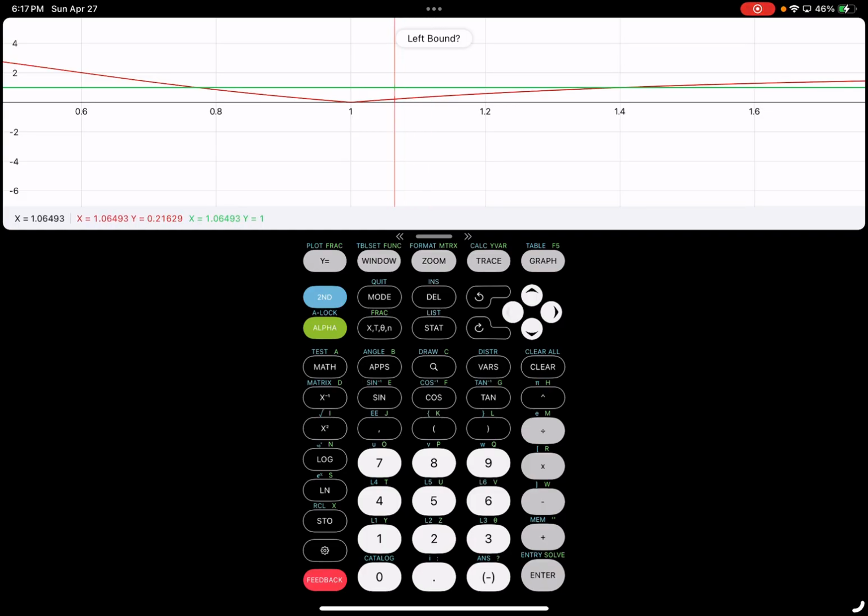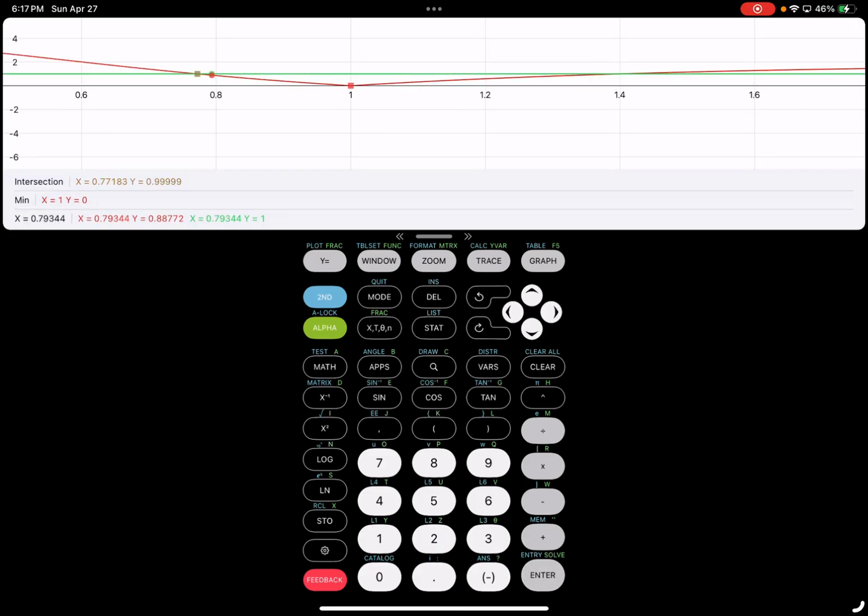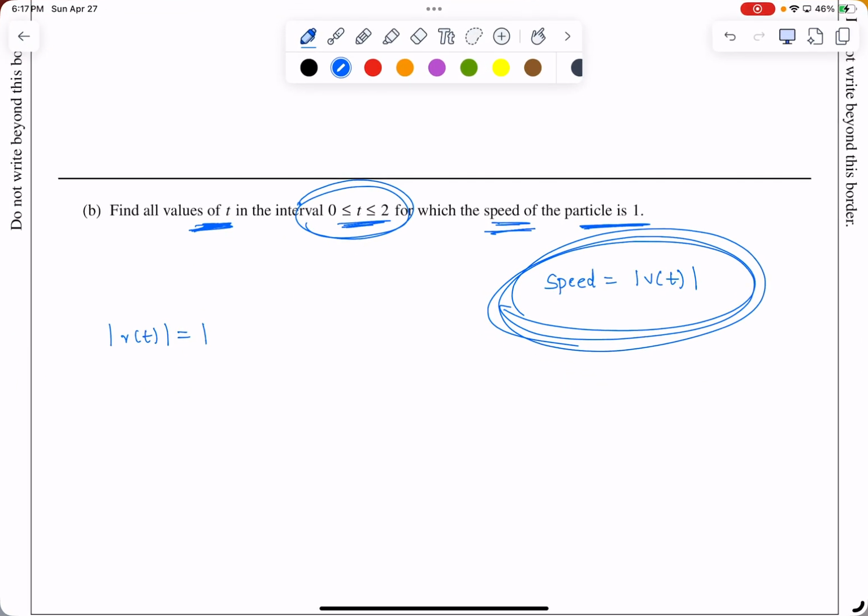I'm going to do the one over here. Mine does it different, though. It says mine does left bound, right bound, guess. You're going to do a first curve, and then a second curve, and then a guess, and you will get 0.771. Then you got to do the other one. So please do it. It's not the same on the iPad. You need to do it.